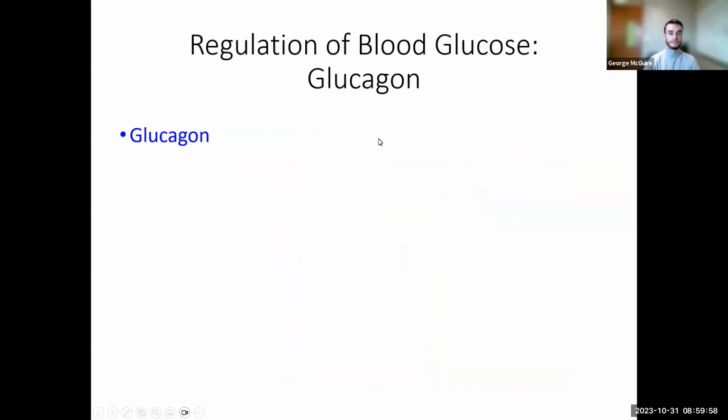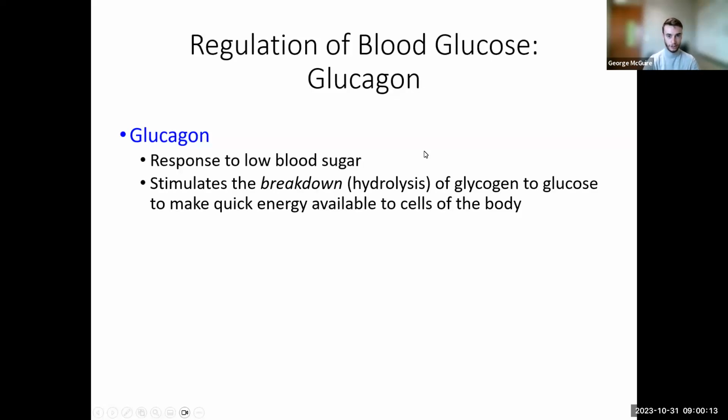So the opposite would be glucagon. Glucagon, again, is being released by the pancreas, but instead of reacting to high blood sugar, glucagon is the signal sent out when we have low blood sugar, so a low concentration of carbohydrates or glucose in our blood. And so this is going to stimulate the breakdown of glycogen into glucose. So again, it's our pancreas reacting to the fact that there is not enough glucose traveling through our blood, so our cells are not getting enough of this energy source.